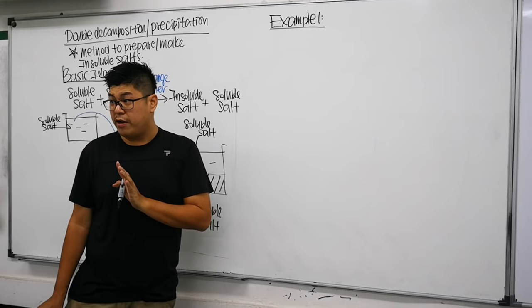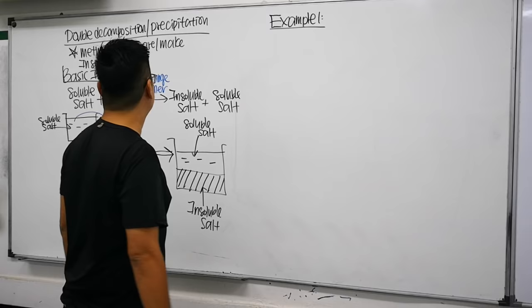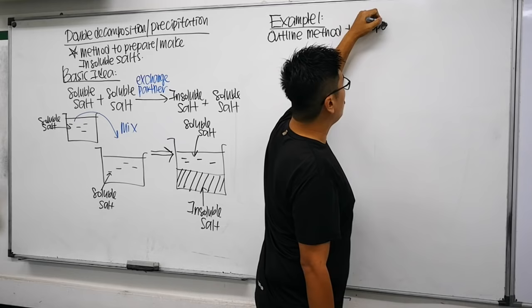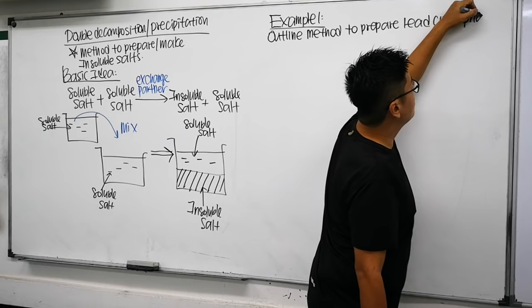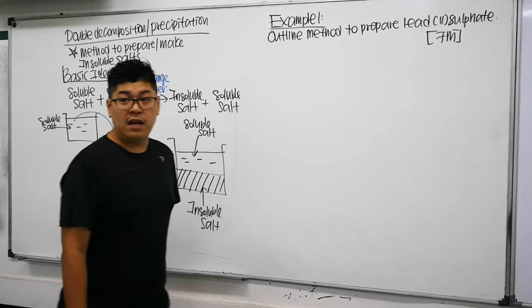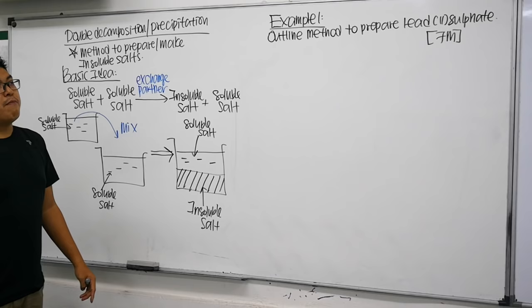Please stay focused and listen up. The question asks us to outline the method in order to prepare a salt. This salt is called lead(II) sulfate. This kind of question normally asks you in essay form, and we are talking about 7 to 10 marks. This is a real question that came out in SPM 2006. Outline the method to prepare lead(II) sulfate. The marks given to you is 7 marks.